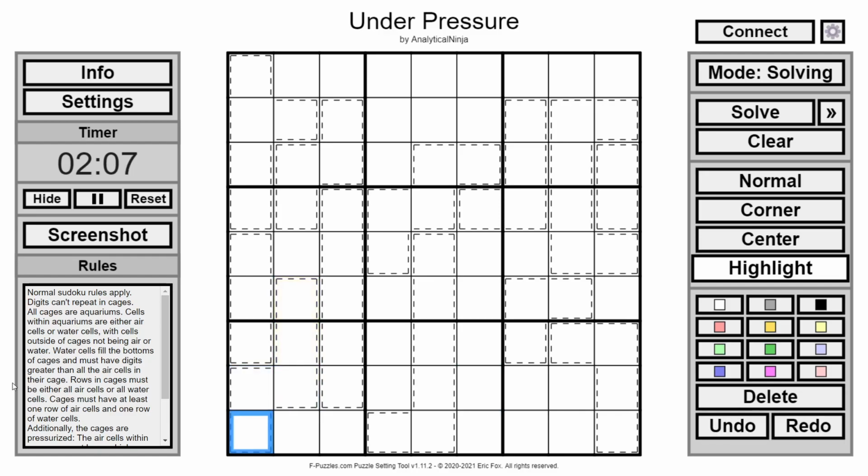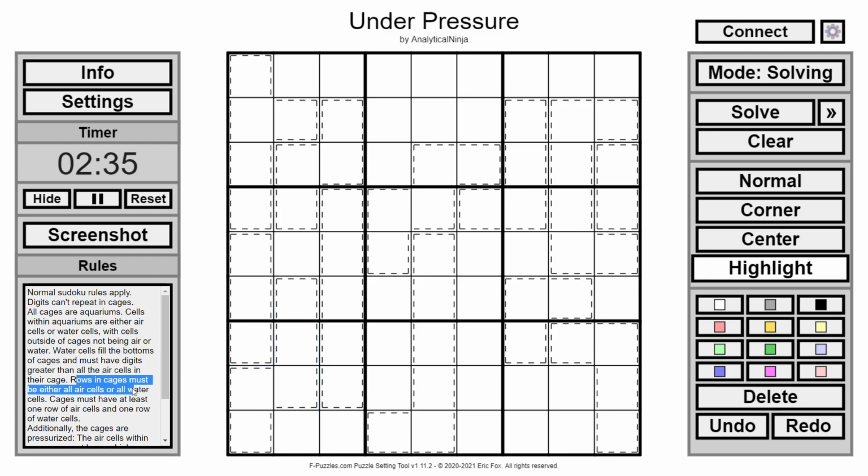Okay? Rows in cages must be either all air or all water cells. So you can't do something like this. Both of these cells have to be the same waterness or airness, I guess. Either both air or both water.